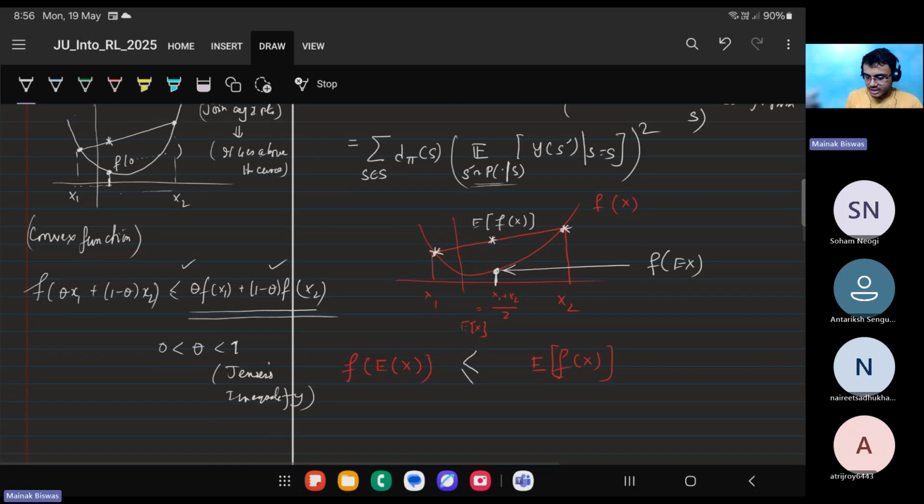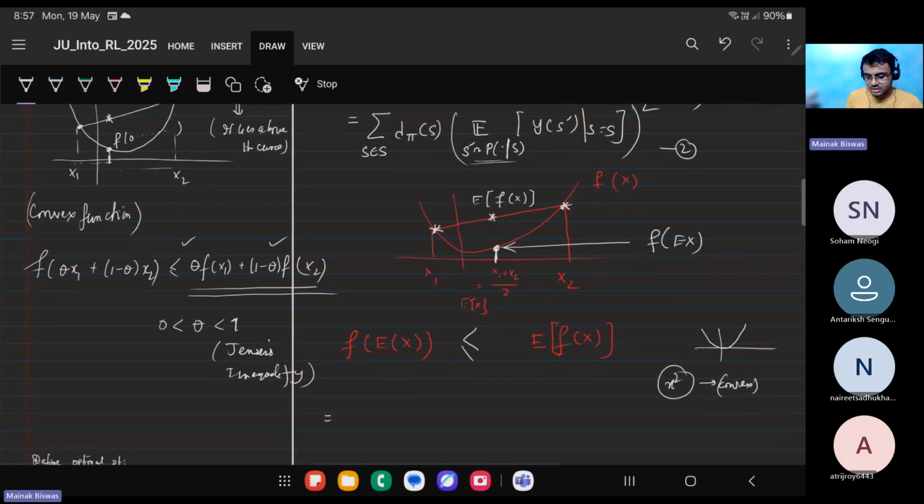Do you agree? X square is an example of a convex function because it's clearly visible. A unique cup-shaped function, U-shaped function will be a convex function. So I can use, so what is the function in this equation? The equation 2. It's x square, yes or no? Fine. So now what can I write this? Can you tell me, using Jensen's inequality?